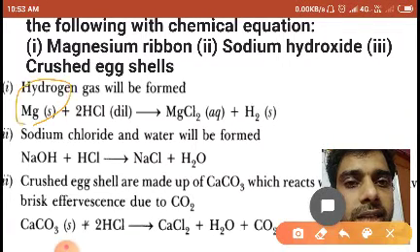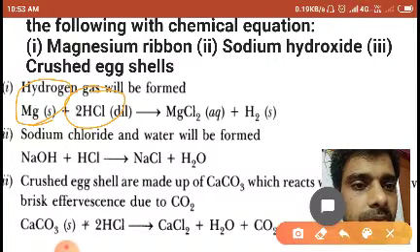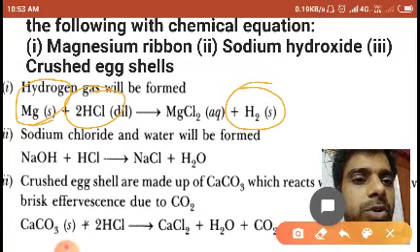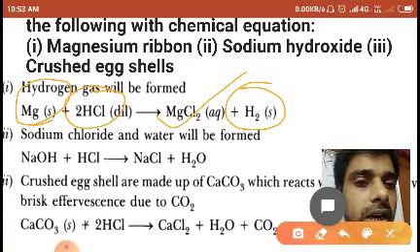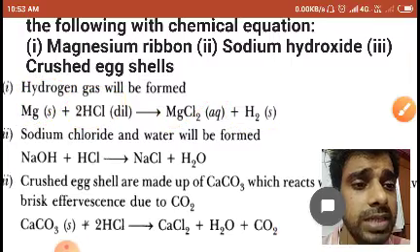Now you can see here Mg is reacted with HCl. What has it formed? Hydrogen gas, which is important, and magnesium chloride in aqueous solution. So here you can see the answer is given.